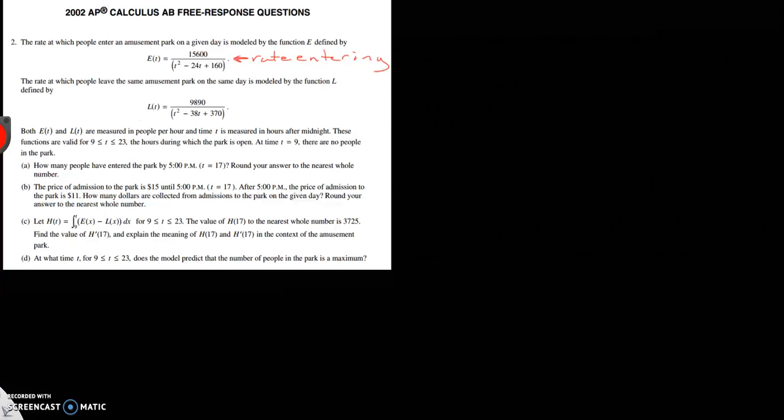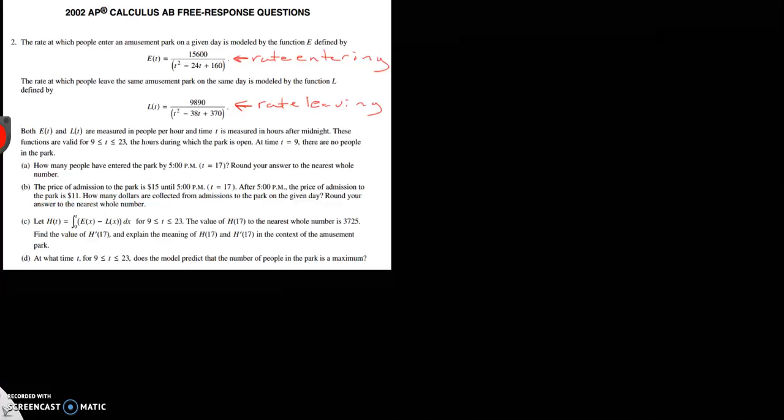The rate at which people leave the same amusement park on the same day is modeled by L, defined by L of t equals this function, so the rate leaving. Both E of t and L of t are measured in people per hour, and time t is measured in hours after midnight. These functions are valid for 9 ≤ t ≤ 23, the hours during which the park is open. At time t equals 9, there are no people in the park.